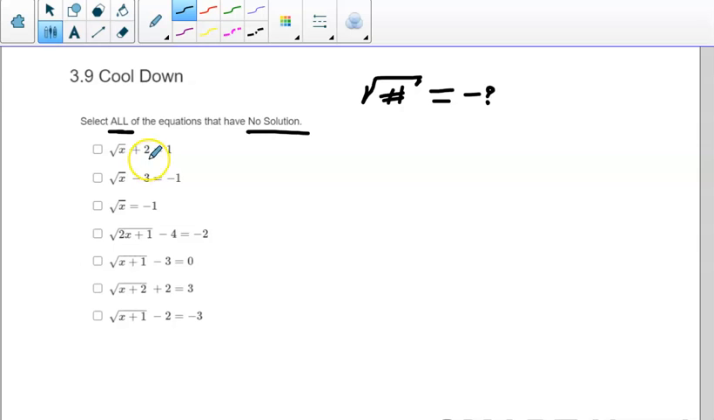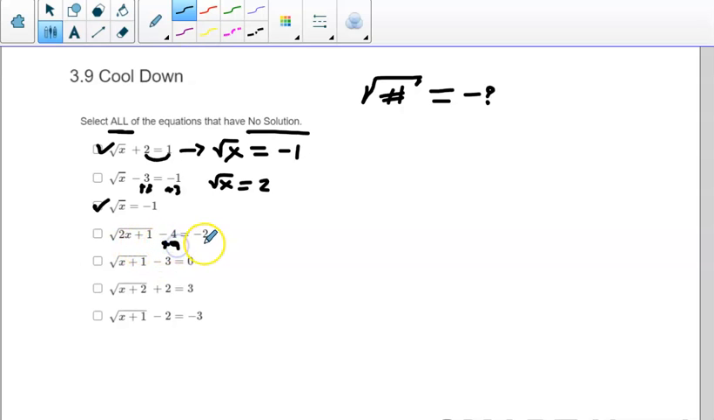Okay, so if we look at this one, this would be square root of x equals -1 if I move the 2 over. And this would be no solution. Right here, if I add 3 to both sides, this would be the square root of x equals a positive number. That one should have a solution. Right here, we have a square root equal to a negative number. That's no solution.